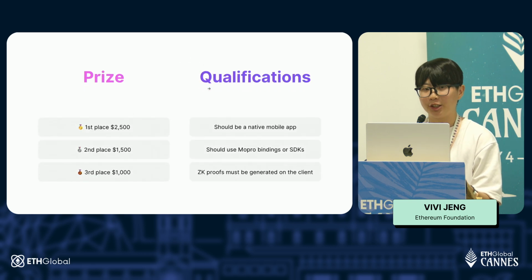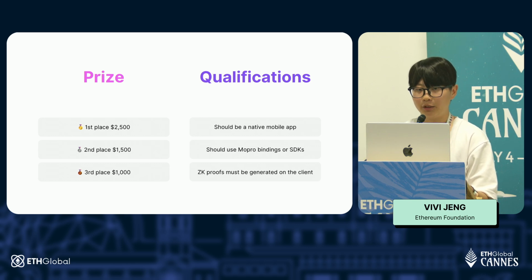So let me introduce our prize. We have 5K, and we separate it into three places: first, second, and third.